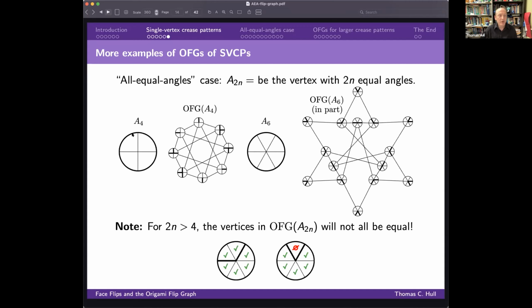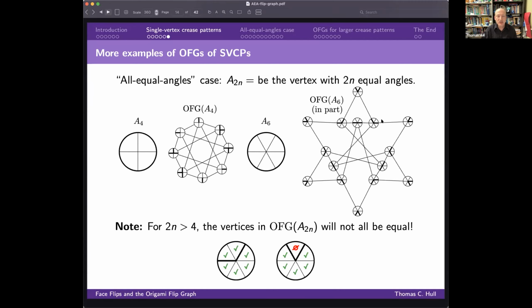Here's the graph we just saw before, where we just have 4 creases, all 90 degree angles. But if you have 6 creases with all 60 degree angles, well, that origami flip graph will have 30 vertices, because there are 30 valid mountain valley assignments of this. And that's a very large graph. Here I'm only showing half of it. And the challenge with this is that we no longer have the case where every face is always flippable. So like here, all the vertices were degree 4, because no matter what I do for the degree 4 case here, any face can be flippable.